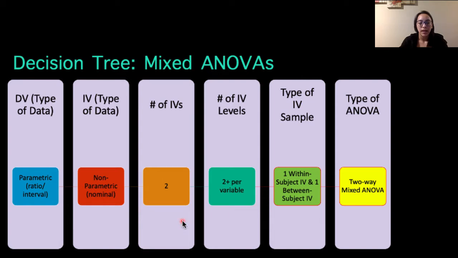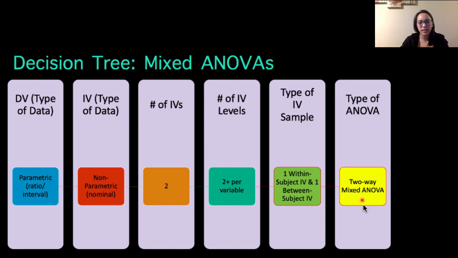So, in our lovely flowchart, I've simplified it from what we've had in the past couple of weeks. Still, when we have 2 independent variables and at least 2 levels of each, if we have 2 between subject independent variables, that gives us a two-way independent ANOVA. If we had 2 within subject independent variables, then we would have a two-way repeated measures ANOVA. And when we have one of each, one within and one between, that gives us our two-way mixed ANOVA.